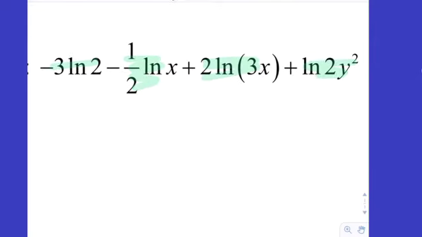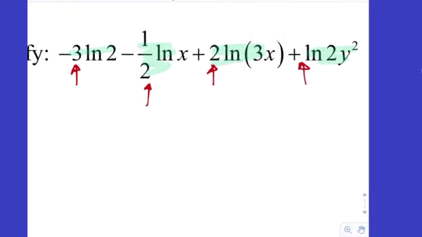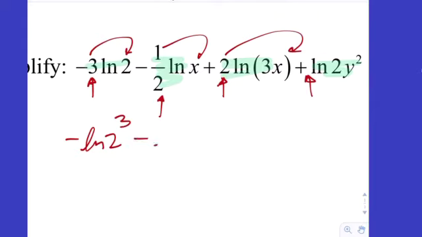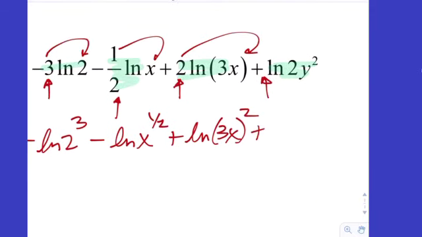The first thing you want to do, remember, when you're condensing, is to make sure your coefficients, which will become exponents, are either a 1 or a -1. And I noticed that 3 of the 4 are not 1 or -1. So step 1 is bring those exponents back up on the argument. So leave the negatives in front. If they're negative, leave it there. This becomes negative natural log of 2 cubed minus the natural log of x to the 1/2 plus the natural log of the quantity 3x squared. And then the last one was already ready to go, natural log of 2y squared.